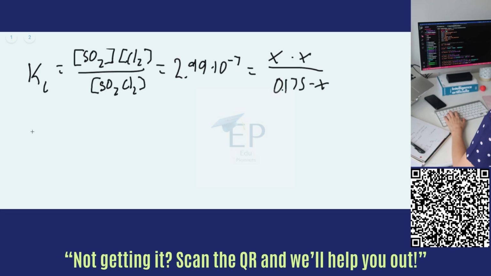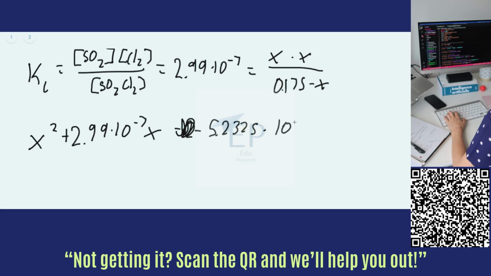And so when we do that, we end up with X squared plus 2.99 times 10 to the minus 7th X minus 5.2325 times 10 to the minus 8th equals 0. And so if you try to use a quadratic formula here, you'll end up with no real solutions.